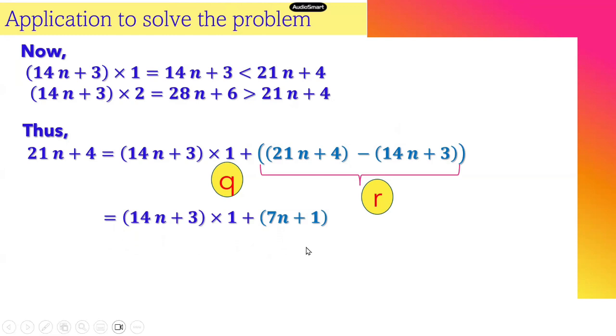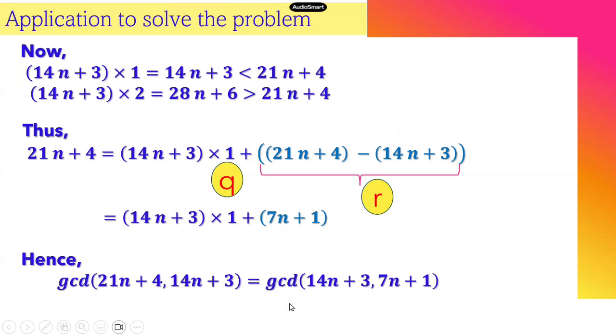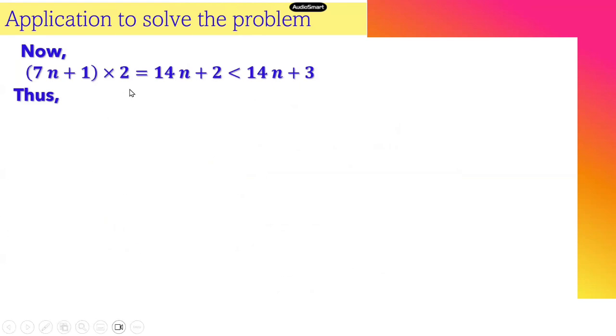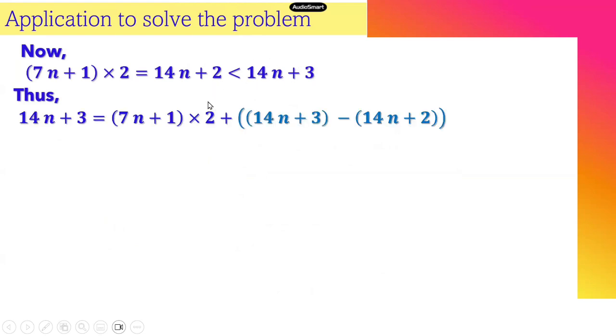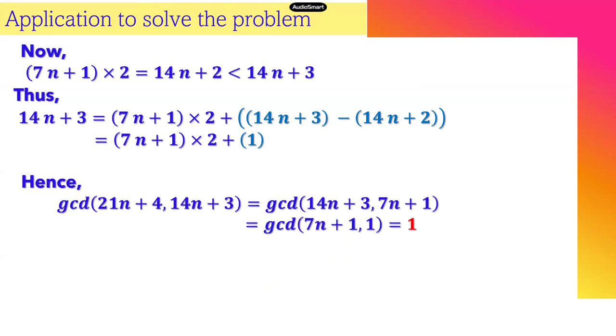Now the next step by the Euclidean algorithm: we have to calculate the GCD of 14n + 3 and 7n + 1. This is the target here. For that we repeat the process. 7n + 1 multiplied by 2 is 14n + 2, which is less than 14n + 3, the closest number. So 14n + 3 can be written as (7n + 1) multiplied by 2, with remainder 14n + 3 minus (14n + 2). Then you get (7n + 1) multiplied by 2 and remainder 1. Therefore the GCD of these numbers is equal to 1.